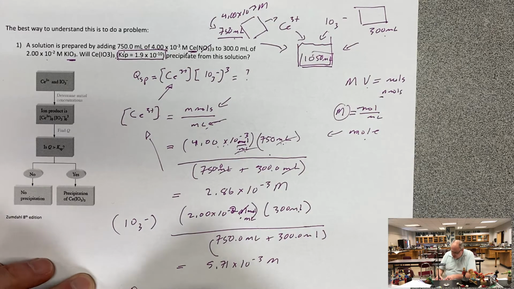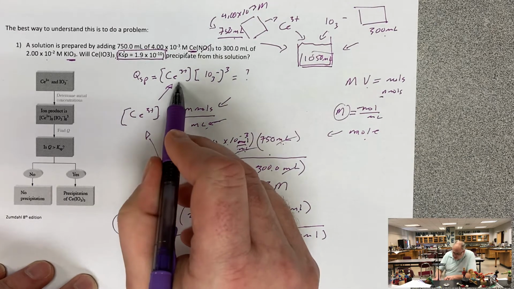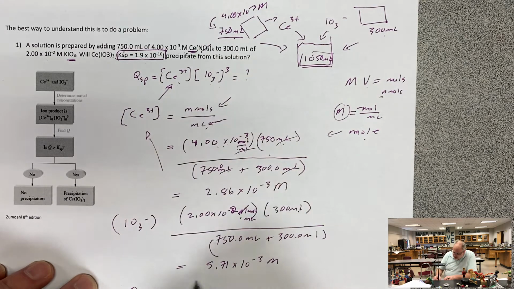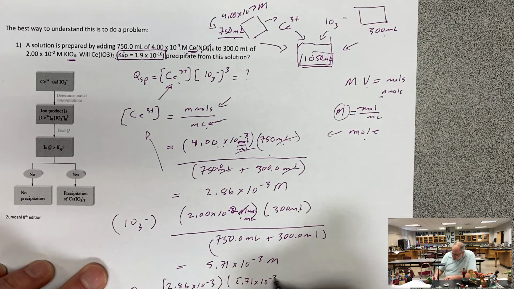Now, if we solve for Q in this, let's set up our problem. We're just going to plug in our values up here. If we plug the values into our problem, we're going to end up with 2.86 times 10 to the negative 3, all times 5.71 times 10 to the negative 3, all cubed.